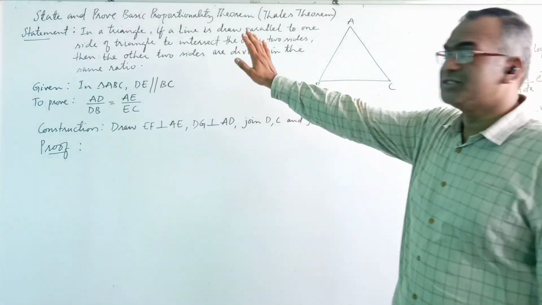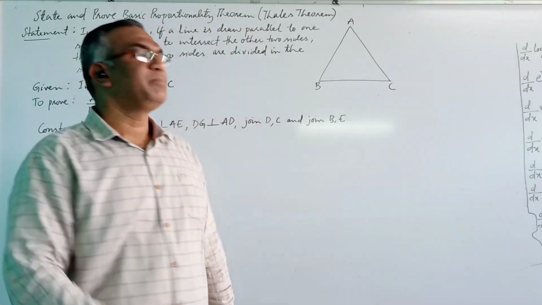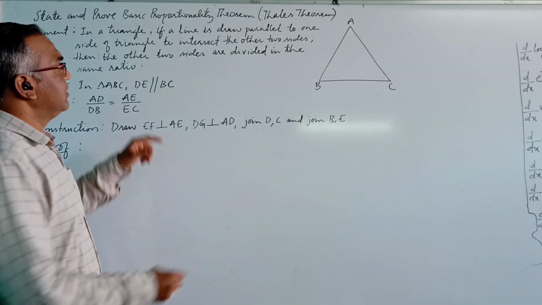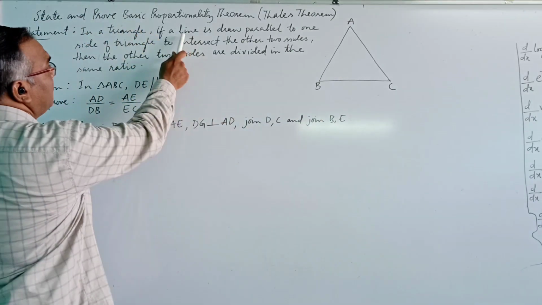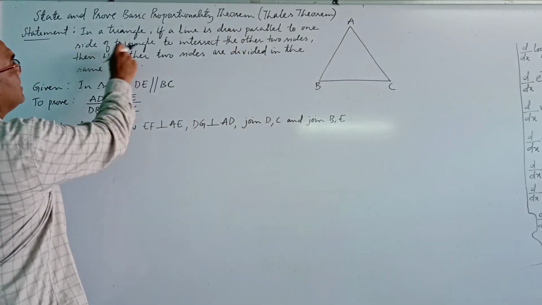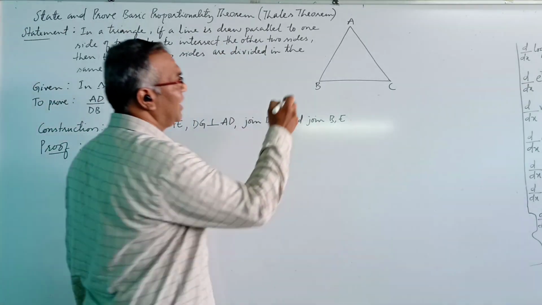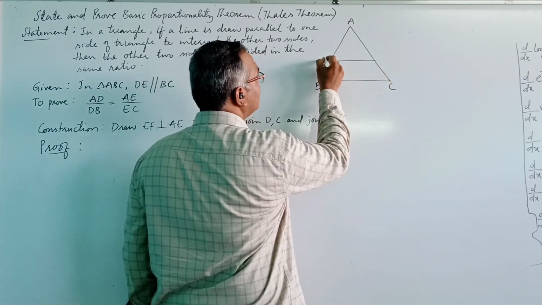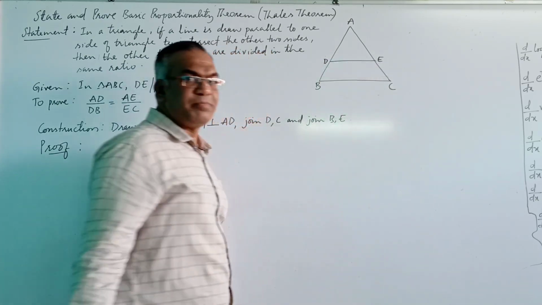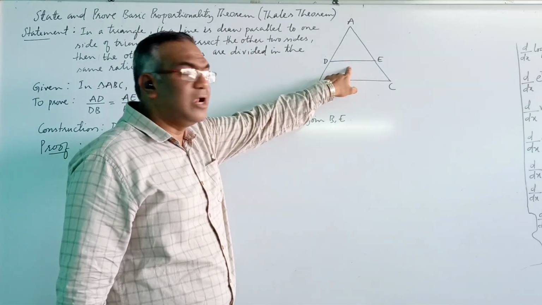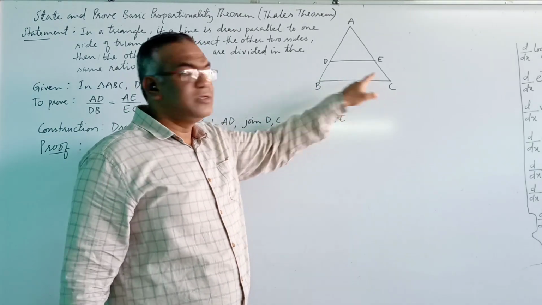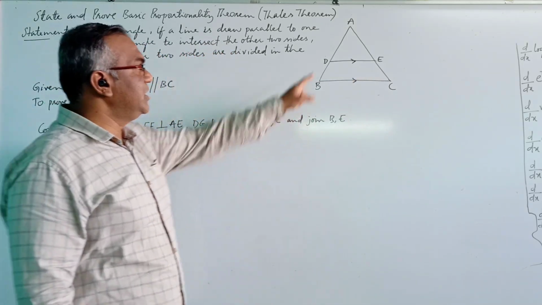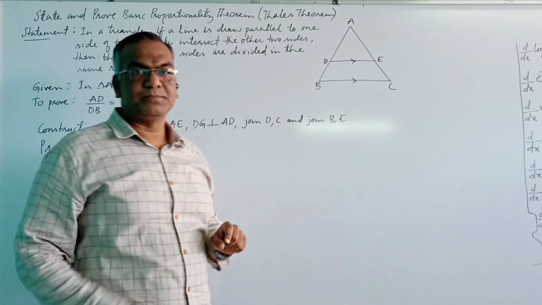The statement of the theorem is like this: in a triangle, if a line is drawn parallel to one side of the triangle, a line is drawn which is parallel to one side of the triangle. So here I have drawn DE parallel to BC. DE is parallel to BC.